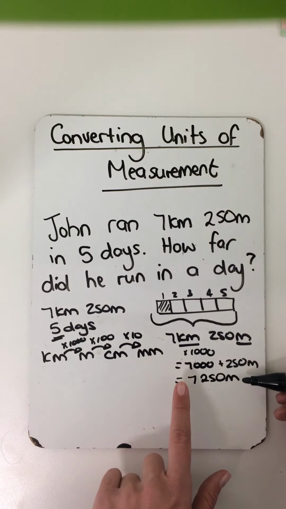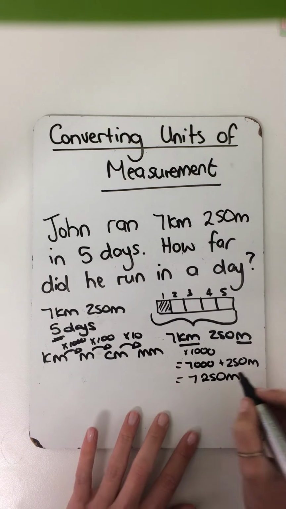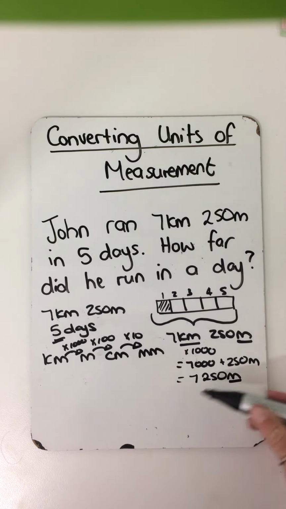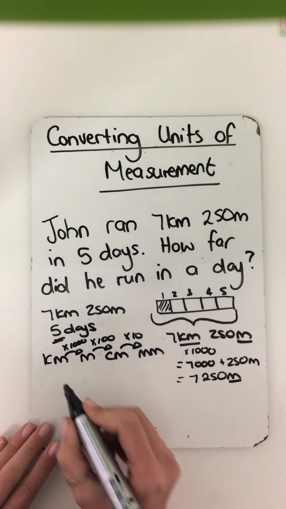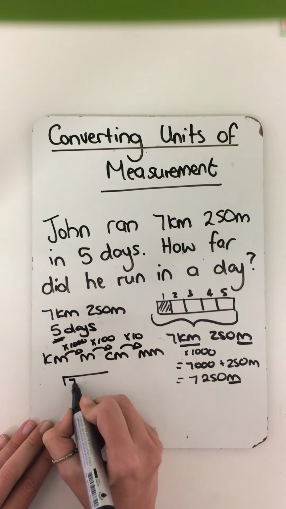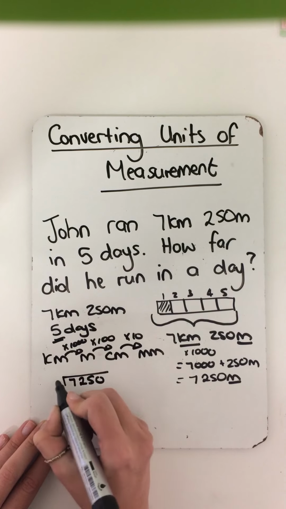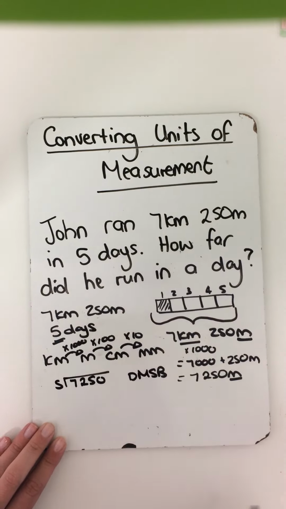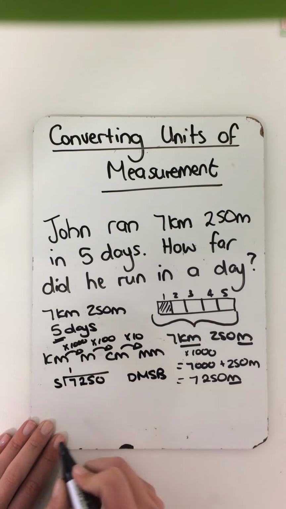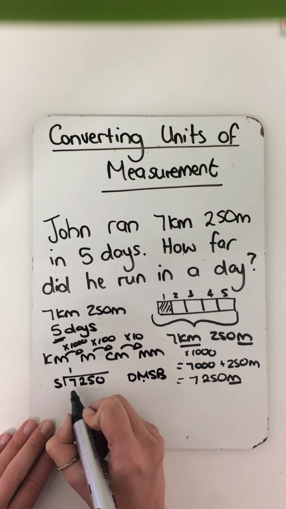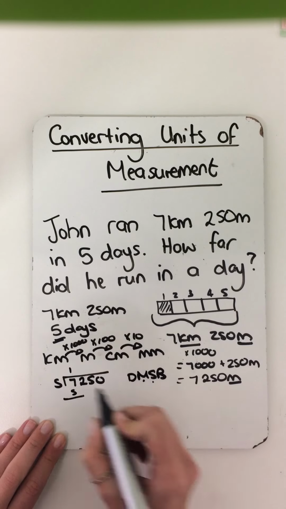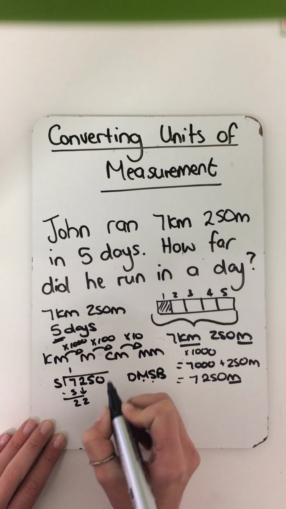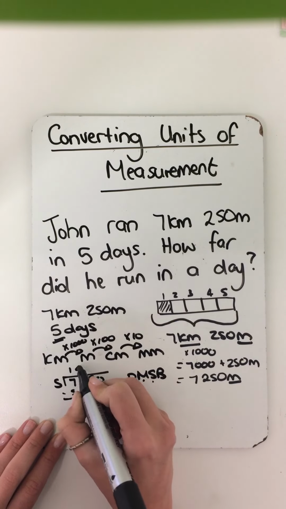Now that my distance is in 1 unit, it's in meters, now I can use long division to divide it by 5 to get my answer. So 7,250 divided by 5, divide, multiply, subtract, bring down. 5 into 7 goes 1 time, 1 times 5 is 5. Subtract, 7 minus 5 is 2. Bring down the 2. 5 into 22 goes 4 times.